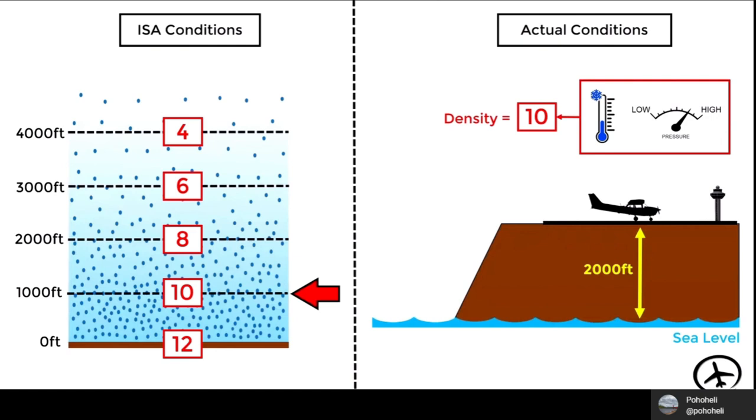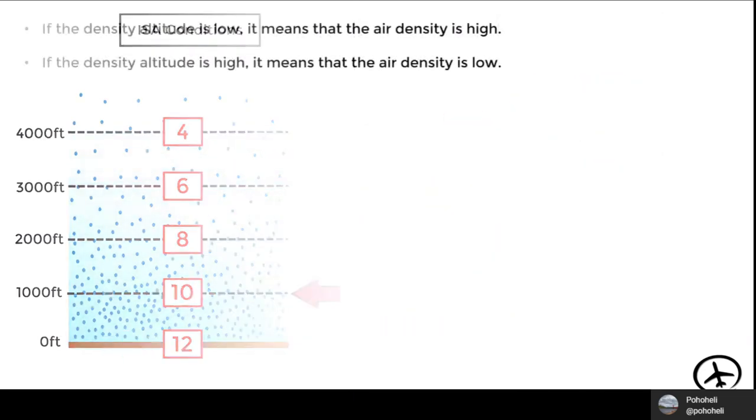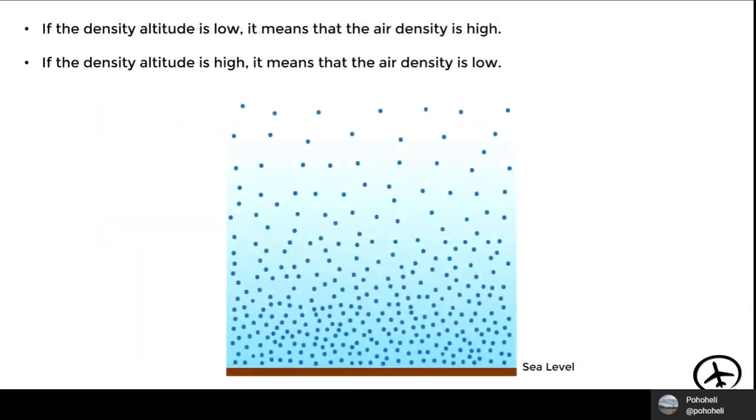Therefore, we say that this airport under these conditions has a density altitude of 1,000 feet, although its actual elevation is 2,000 feet. This means that the performance of an aircraft will behave as if it were flying at 1,000 feet due to the increased air density. In conclusion, if the density altitude is low, it means that the air density is high.